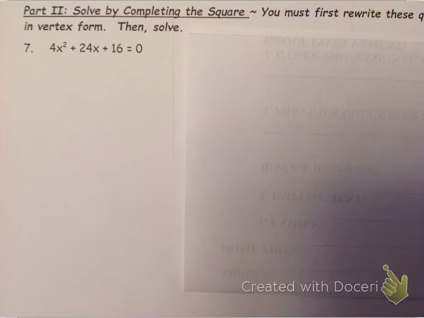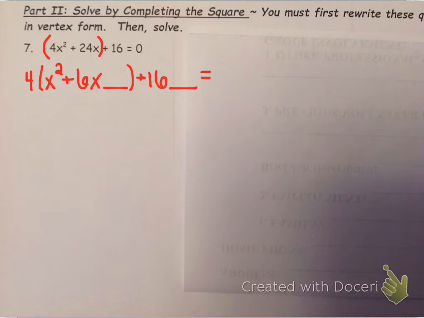So on number 7, the first thing I'm going to do is put it in vertex form. If you recall from the previous unit, that means I grouped these two terms together, and I took the a value and pulled it out, and that a value is the 4 in front of the x squared. So I pulled the 4 out, and it becomes x squared plus 6x, and then I left a blank right there because that's where I'm going to be completing my square. But I also leave a blank right here because that's where I'm going to be keeping my equation balanced, just like we did in the first quadratic unit.